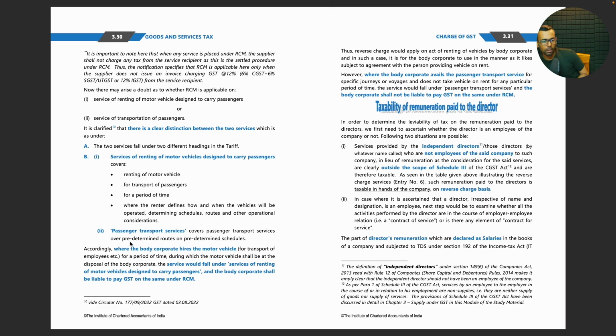Okay. So now we have to see the distinction between the service of renting of motor vehicle versus the service of transportation of passenger. Instead of reading this fully, I will quickly summarize this provision as well. Services of motor vehicle designed to carry passengers is the service where, let's say, I am the driver and you are the client. You hired me.